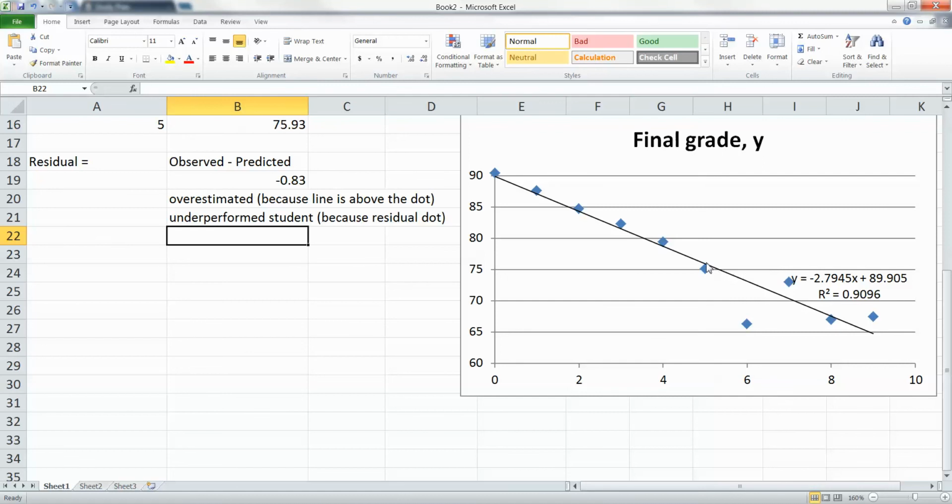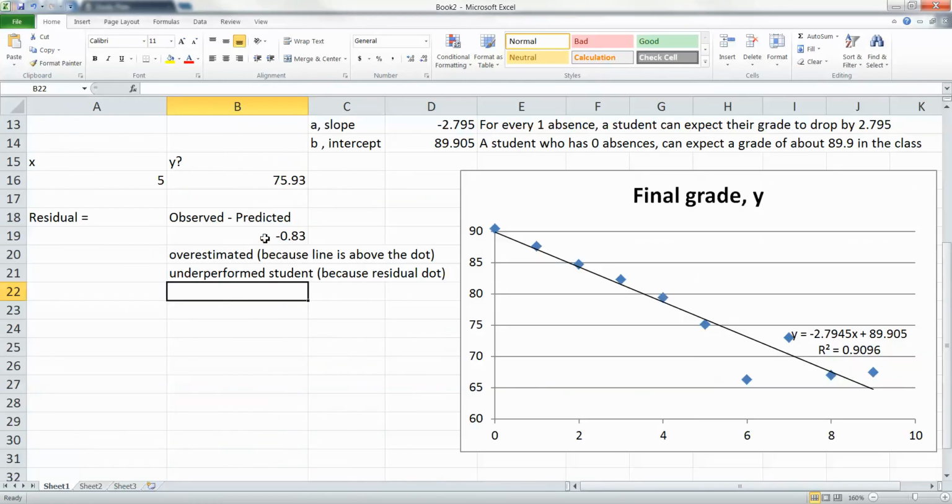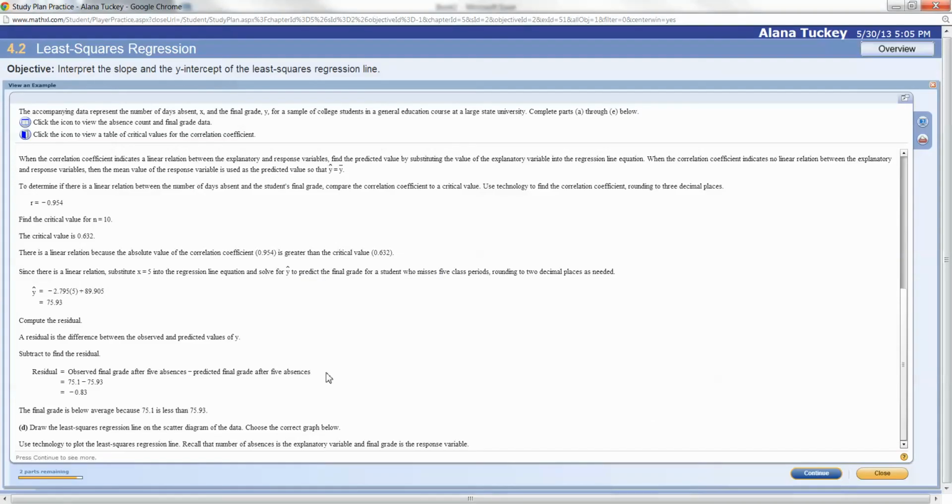Since the dot is below the line, the student is performing lower than they should have. Or conversely, the line is overestimating what the student should have. Okay, so that's how to find the residual, which they asked for, and that's how to find the prediction they asked for. Let's see, what else do they need?